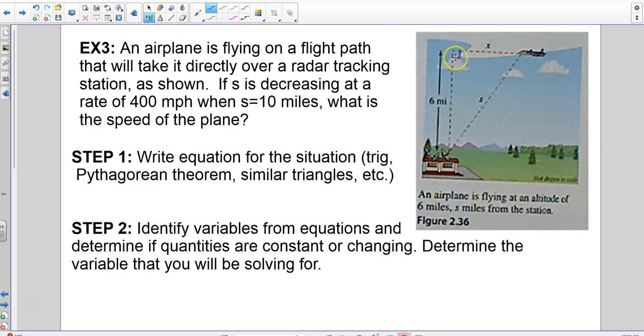So we have this scenario. The airplane is flying on a flight path that will take it directly over a radar tracking station as shown. If S is decreasing at a rate of 400 miles per hour. So my radar equipment can tell S is changing at a rate of 400 miles per hour. But S is not the speed of the plane, right? What is the speed of the plane is what we care about. So, our equation here, what equation are we going to use?